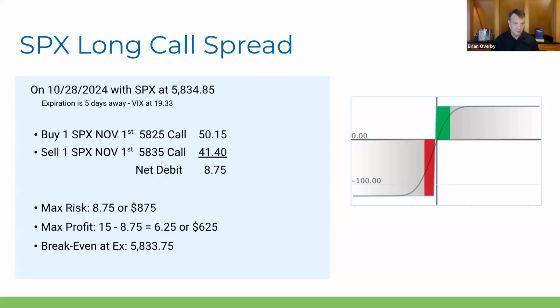Actually, I used Monday's quotes, but I set it up today. Yeah, I used Monday's quotes. I had a screenshot of it. Okay, so in that instance, on this Monday, on the 28th, the SPX was at $5,834.85, and the VIX was stubbornly hanging around that 19% level. It's up a little bit more today because the markets got ugly.